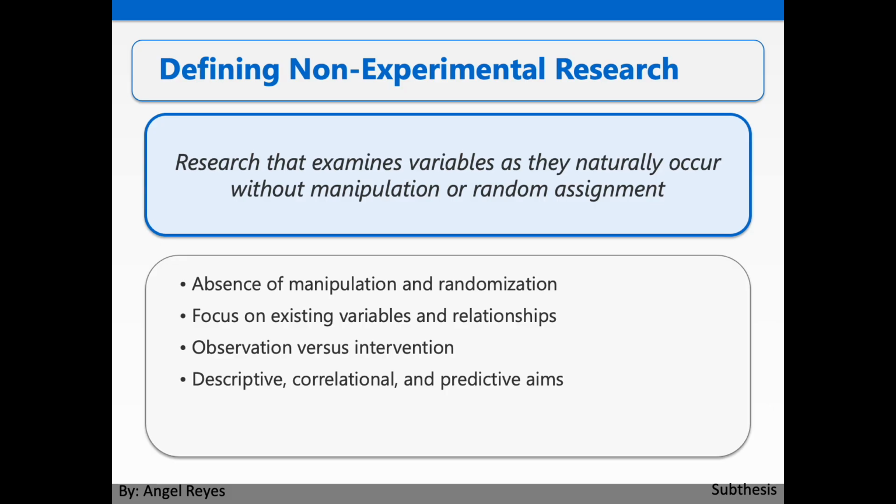Notice the absence of manipulation and randomization. These are the hallmarks of experimental research that we deliberately avoid in non-experimental approaches. Instead, we focus on existing variables and relationships that are already present in the real world. The observation versus intervention distinction is fundamental. Think of it this way. Experimental research asks, what happens if we change X? While non-experimental research asks, what is the relationship between X and Y as they exist?